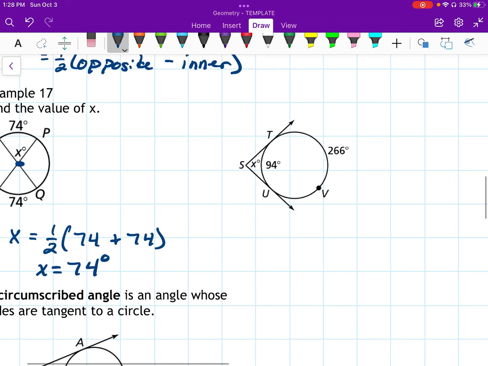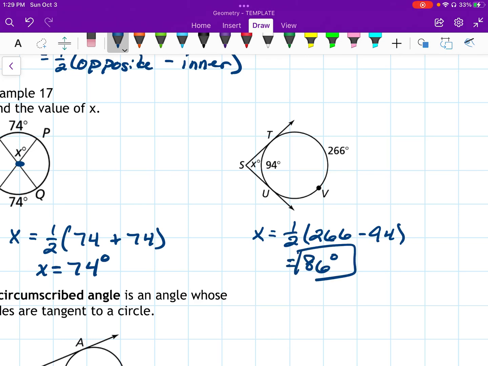Next up, x is an angle that is outside the circle. We say x equals 1/2 the farther away, 266, minus the closer, 94. And what did I get whenever I did this the other day? This should end up being 86.